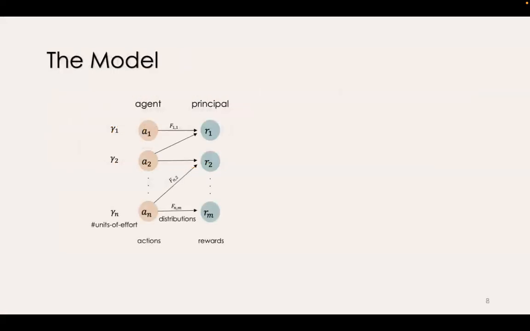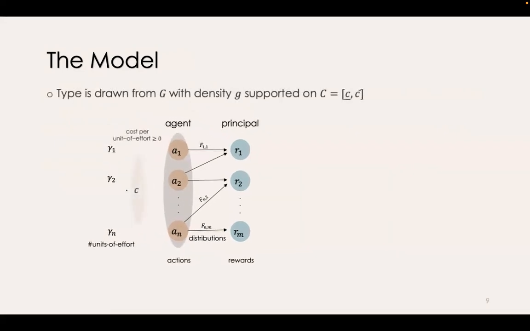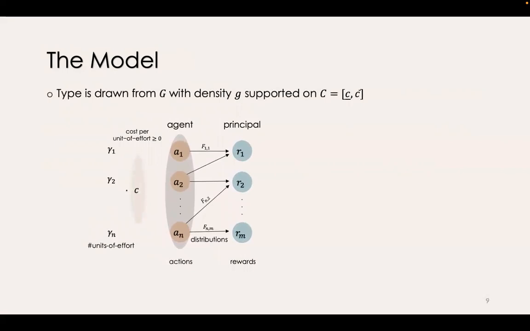So now I'm going to introduce a concrete model. There is an agent and a principal. The agent has a set of available actions. Each one is associated with a distribution over a set of rewards for the principal and the number of units of effort it requires. The agent's action is privately known to him, and the agent also has a privately known single dimensional type, c, also known as his cost, as this parameter captures the agent's cost per unit of effort. So when the agent takes action i, his cost is gamma_i times c, the amount of units of effort this action requires times the cost per unit of effort.